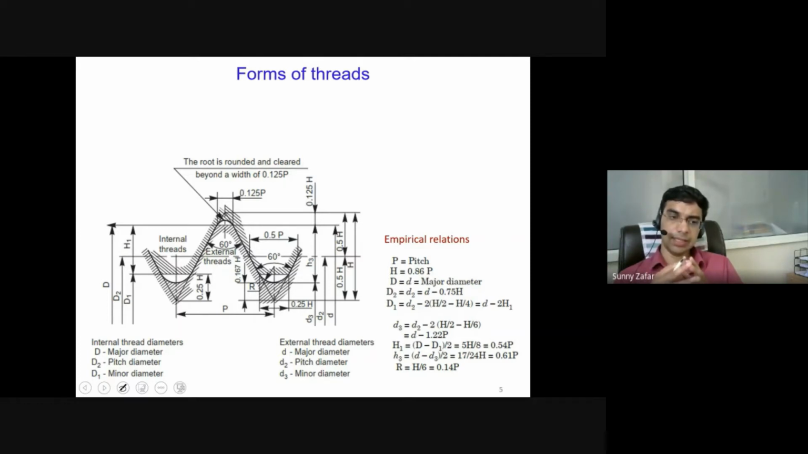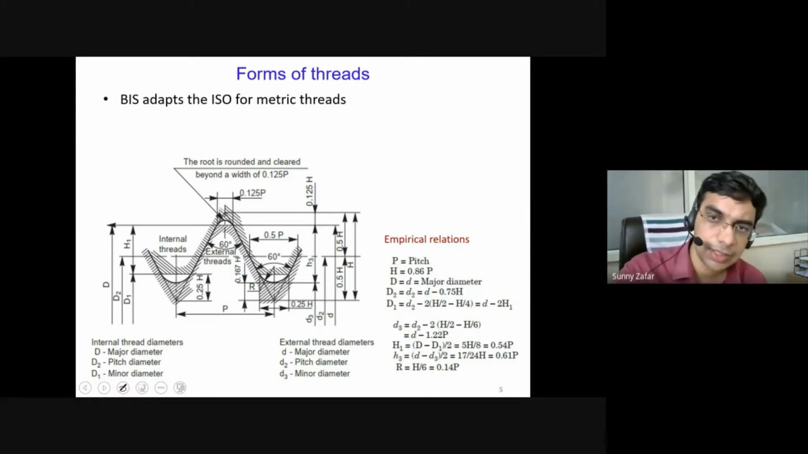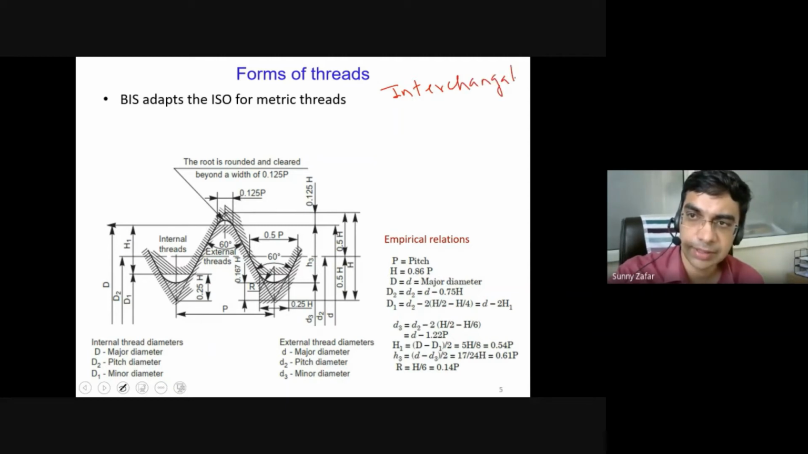This is basically the form of thread for a metric thread. A metric thread means, in general, the threads which are used for daily purposes or general applications. These threads are based on ISO standards, and in India we directly adopt these ISO standards in order to maintain interchangeability. So the next important thing to understand is what is interchangeability of machine elements.